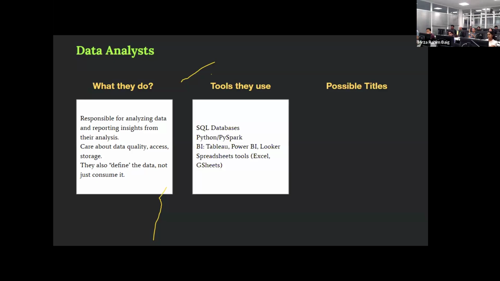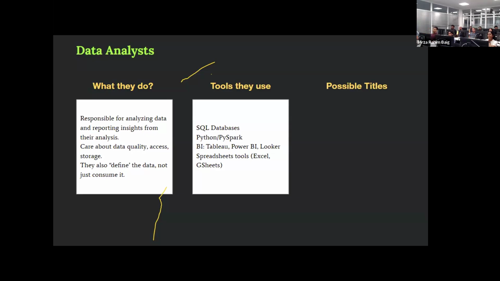And the tools they use are very similar, but the depth changes. SQL databases, they are very good. They can't be just someone who writes a query. They're someone who writes efficient queries, complex queries, easily spanning 200 lines or something. That's not a big number. They are actually capable of performing full analysis using SQL queries itself.